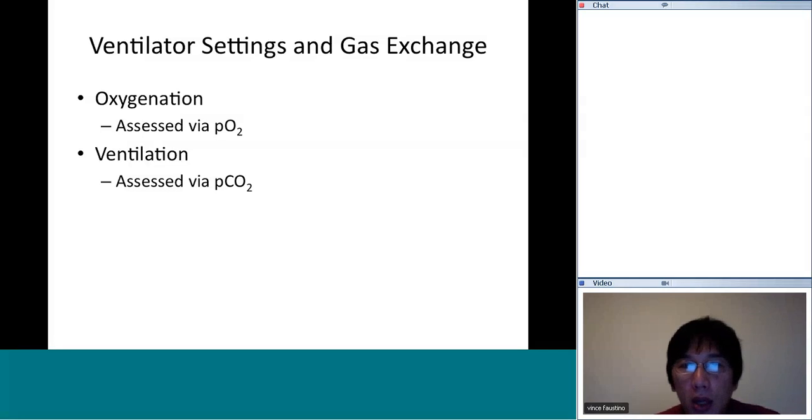When we talk about oxygenation, we look at the PO2, and when we assess ventilation, we're looking at PCO2.